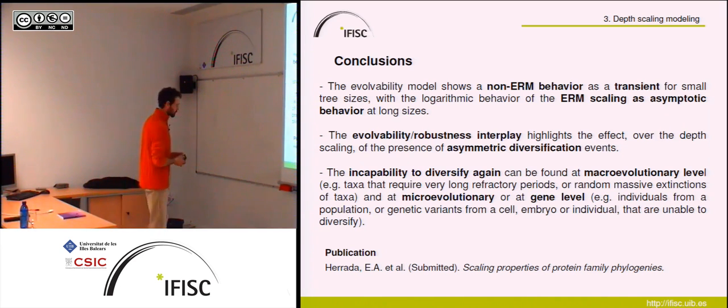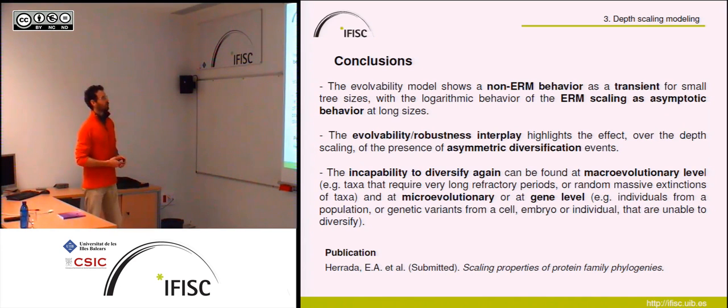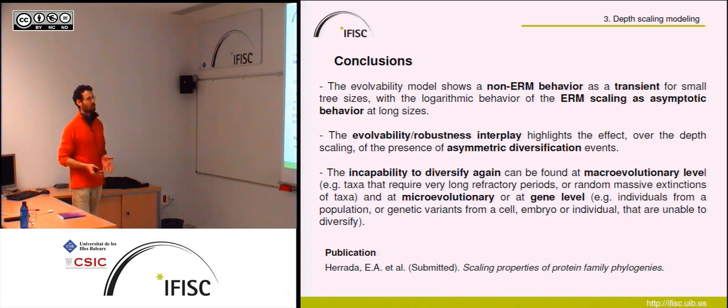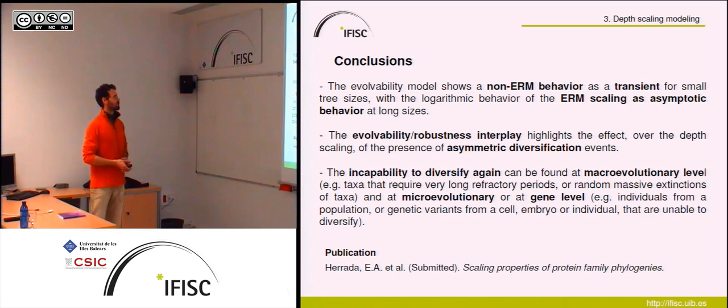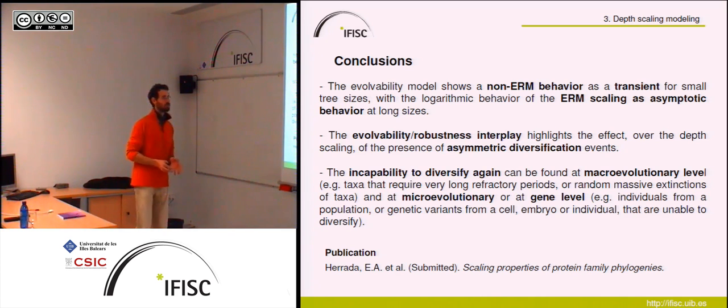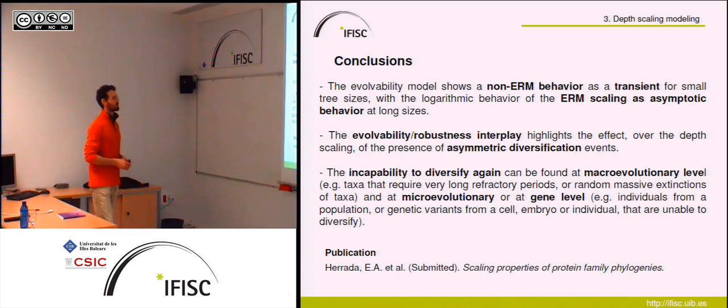From this section, what we conclude is that the evolvability model shows a non-random behavior as a transient for small tree sizes, with the logarithmic behavior of the random scaling as asymptotic behavior at large sizes. The evolvability-robustness interplay highlights the effect over the depth scaling of the presence of asymmetric diversification events.